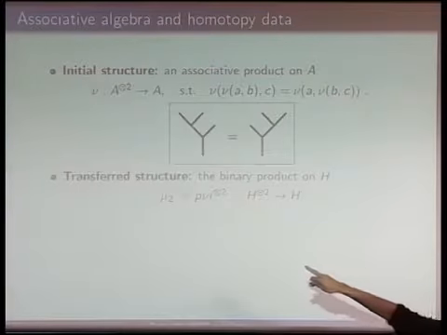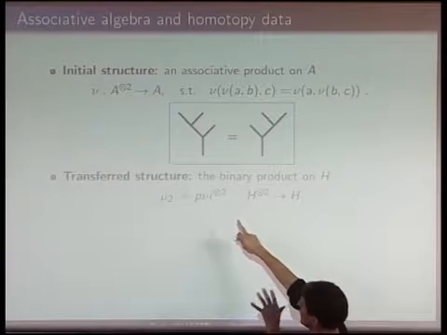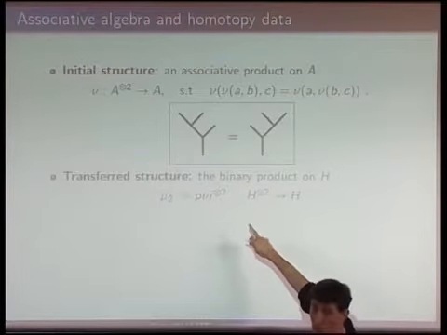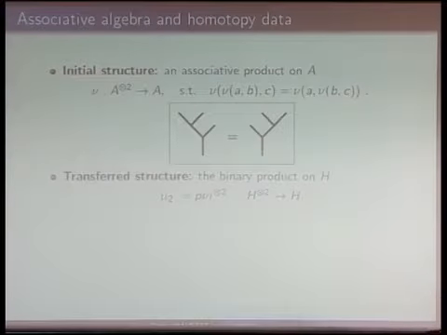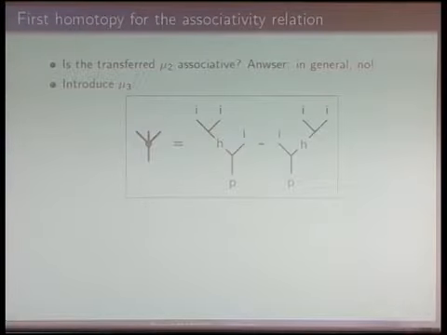So you define a new binary product on H by going from H to A, applying the multiplication in A, and coming back. Let me ask the same question. If we do that, is this guy associative? So this is the picture. In general, no. If you check, this transferred guy is not associative.